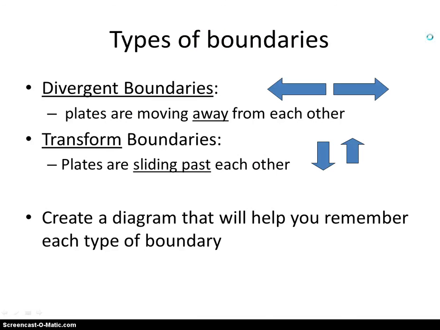So the next type is divergent boundaries. Divergent, I want you to write the word divergent and then draw two arrows that go away from each other. So these plates are moving away from one another. Okay?